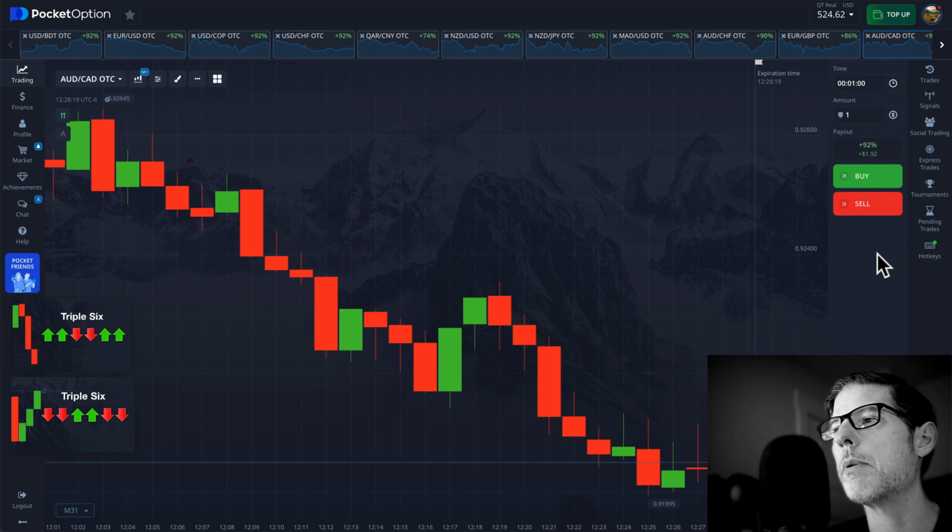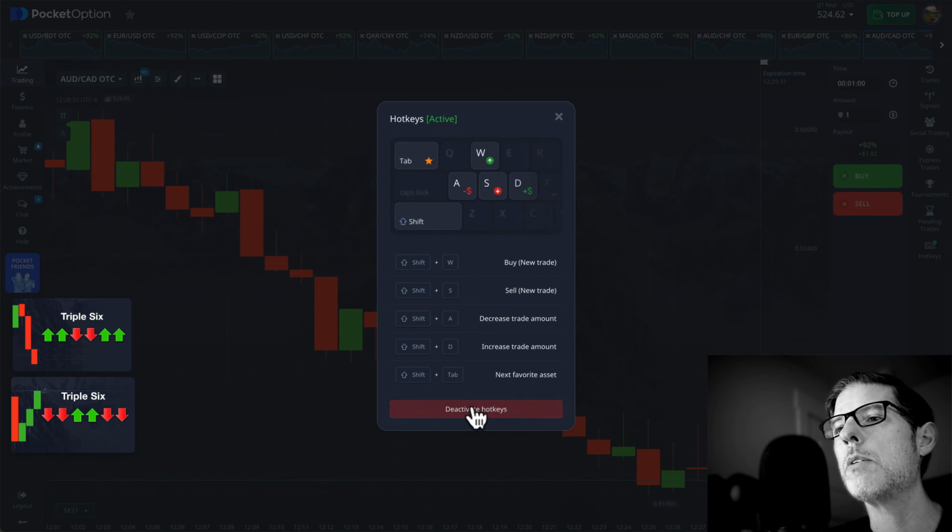I'm going to use Shift and Tab on the keyboard to browse through the different Forex pairs that I have opened inside Pocket Option. I've favorited these. If you want to turn that on, come over here to the hotkeys and you can activate that by clicking on this button right here.